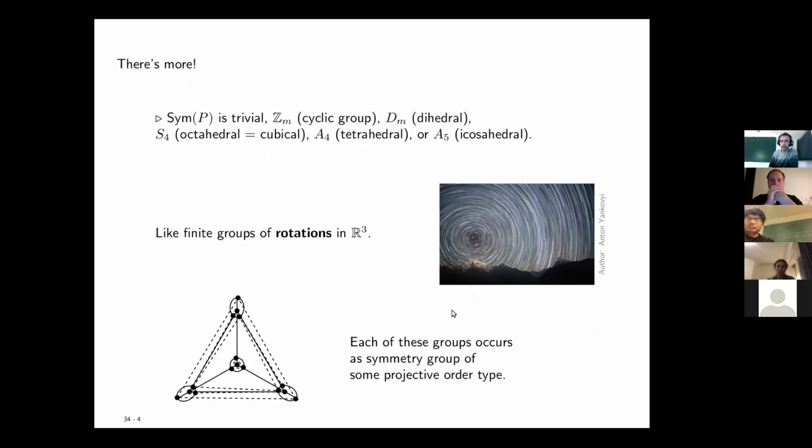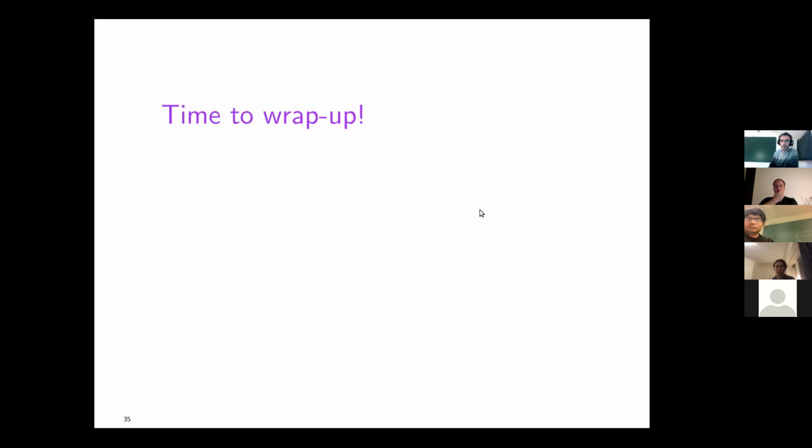And each of them, so these are the only ones you can have, and each of them actually can be realized. So for each of them, we could find a point set that has exactly that symmetry group. So it's interesting that you get exactly the same result in this combinatorial setting as you would have with rigid rotations. Okay. So that's all the technical details I wanted to share.